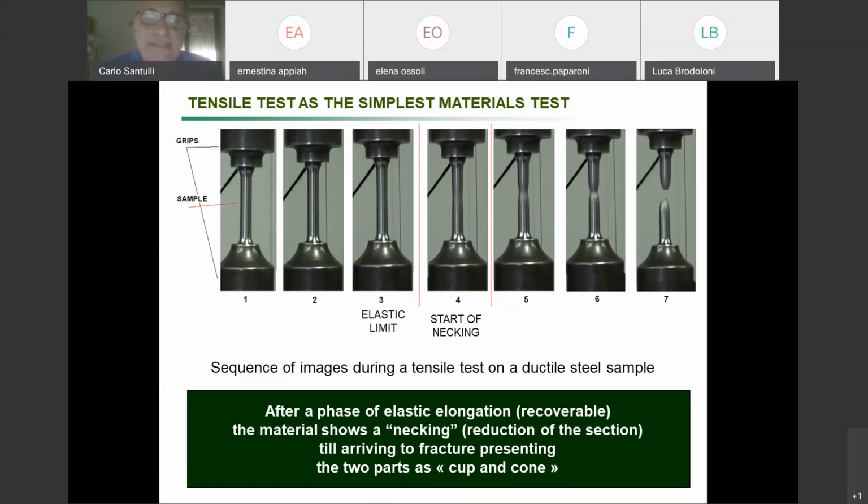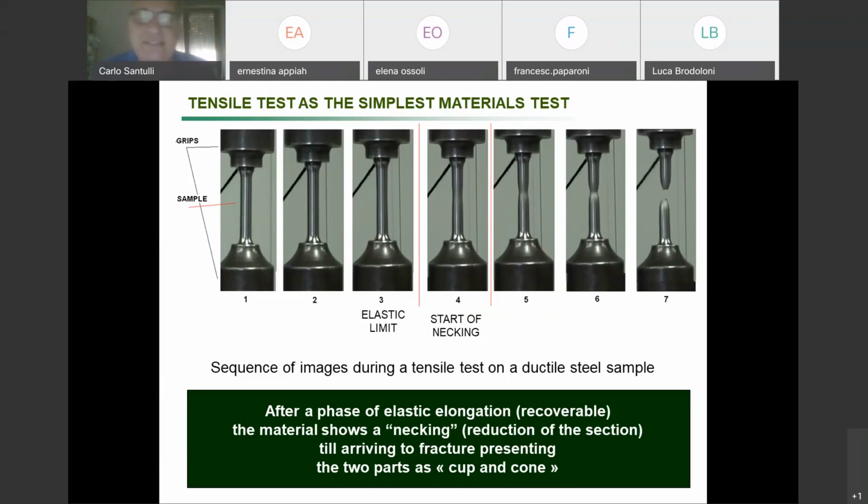what do we do? Basically, we take this sample, we put it into grips, and we start to apply a force by moving one of the two grips. One of the two grips is connected to the engine, and therefore it moves. The other one is typically steady, fixed. The moving one pulls the sample, and the sample is elastic. Well, these are photos which are shown during the evolution of the tensile test.